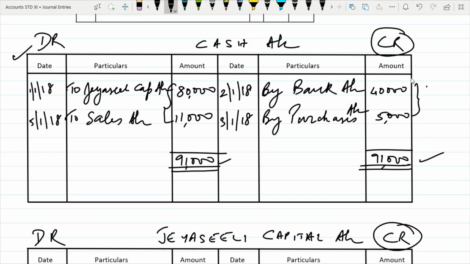But if you look at this total here, we have how much? 45,000, which means there is still a difference, right? To come to 91,000, there is still a difference. So what is the difference? The difference is 46,000. So this difference is your closing figure.